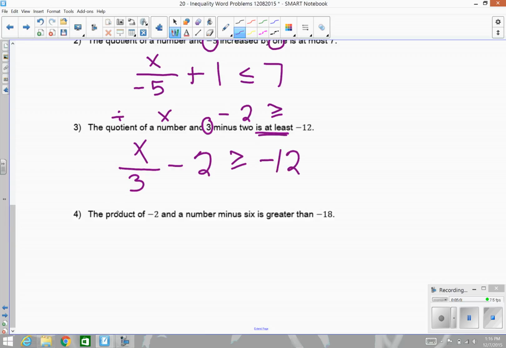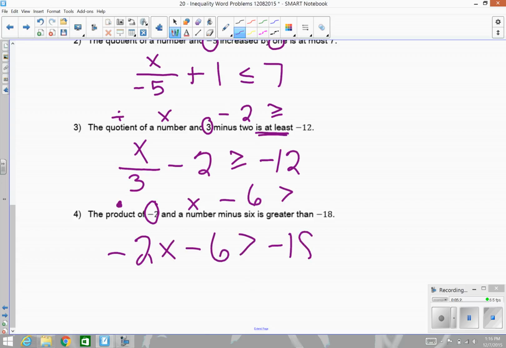Okay, and lastly, the product of -2 and a number minus 6 is greater than -18. Okay, so we have -2x minus 6 is greater than -18. Okay, go ahead and pause the video, jot down any questions you have, and make sure that your notes look like mine. Okay, and if as you're watching you need to pause or stop or go back and rewind, please feel free.